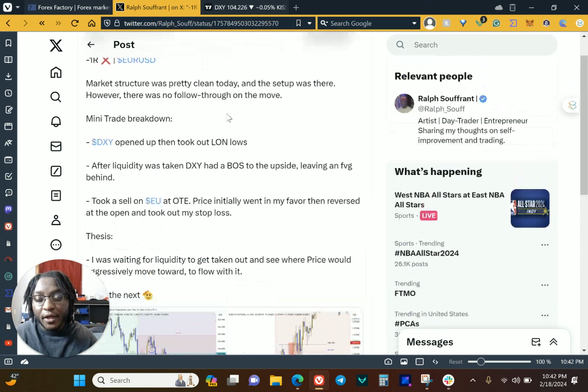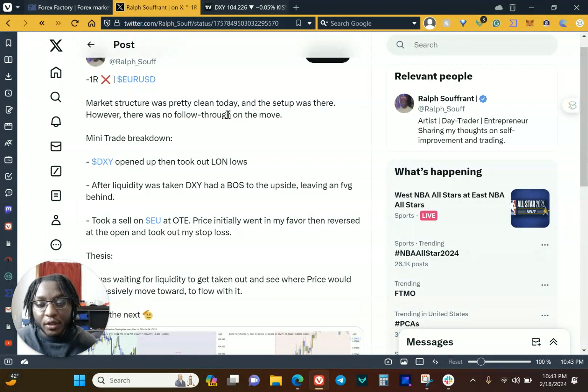So yeah, with this one, the setup was there, was what I was looking for on that particular day. And it didn't follow through. But on a positive note, I was able to stick to my trading plan and manage the trade well. And it is what it is. We go on to the next day and we keep trading our edge and we keep playing the game.